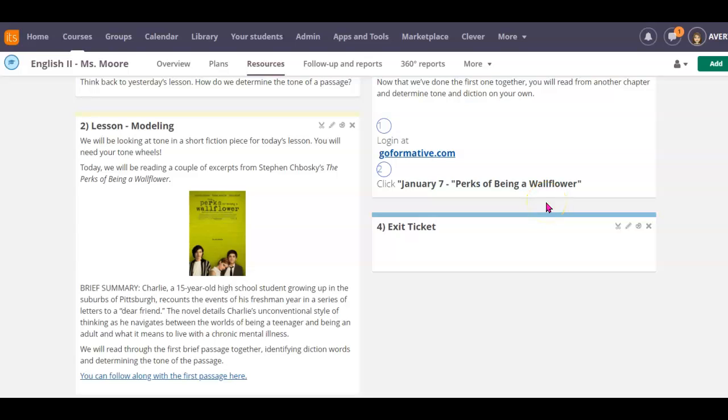I just wanted to go over your assignment for today, January 7th, since I am out with a sub. So I really wanted to go over this modeling assignment. You will see my video here in step 2. So we are going to be looking at tone in a short fiction piece today for this model. And like I said yesterday, we are looking at The Perks of Being a Wallflower.